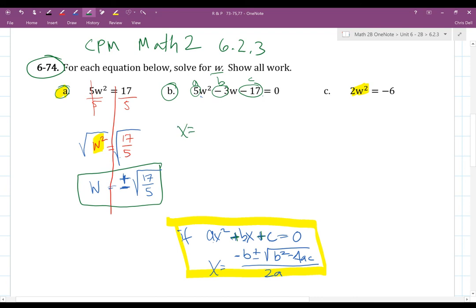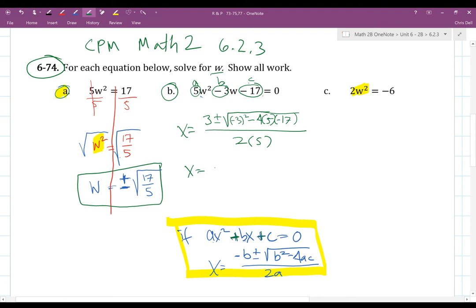So x is equal to negative b. So we're going to start there. Right now b is negative 3, so negative negative makes it a positive. That's why we say opposite of b. Plus or minus the square root of b squared. So that's going to be negative 3, I'll just write it out for you, squared. And then minus 4 times a times c, right? All of that's divided by 2 times a. So I'm just plugging in my values a, b, and c into the quadratic formula.